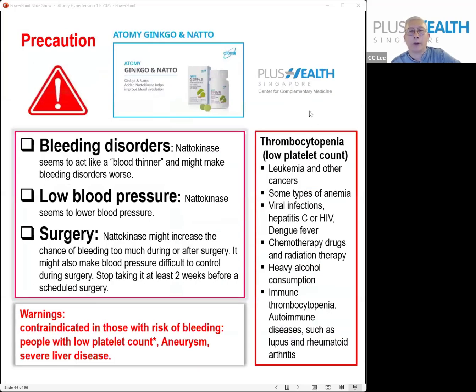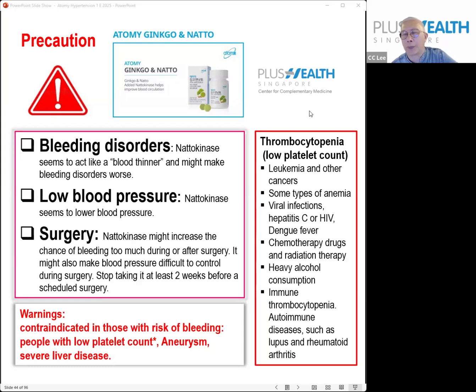Okay, now important for ginkgo and natto: for people who have a bleeding disorder, who suffer from low blood pressure, and who are going for surgery, you are contraindicated. That means you should not take ginkgo and natto. All right, so important, especially for people who suffer from low platelet count.